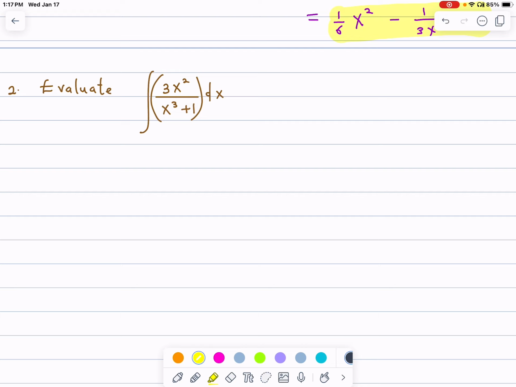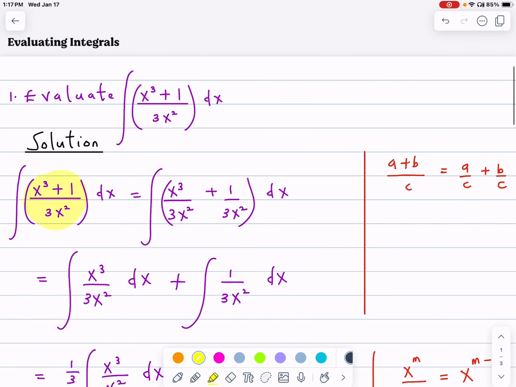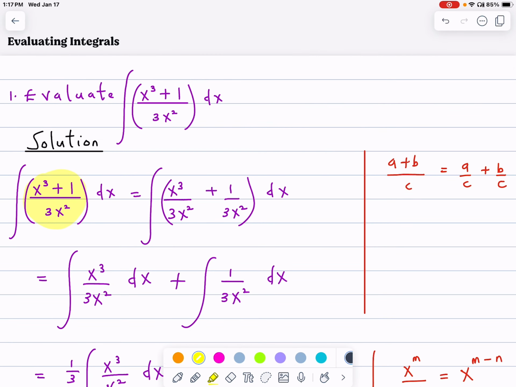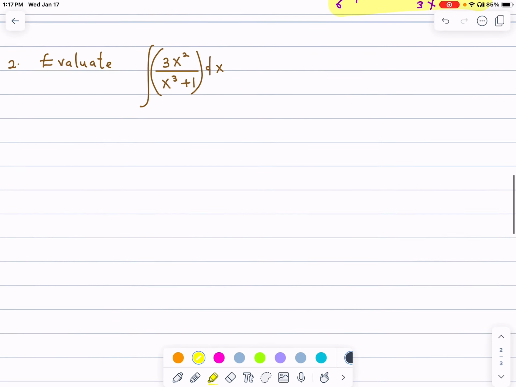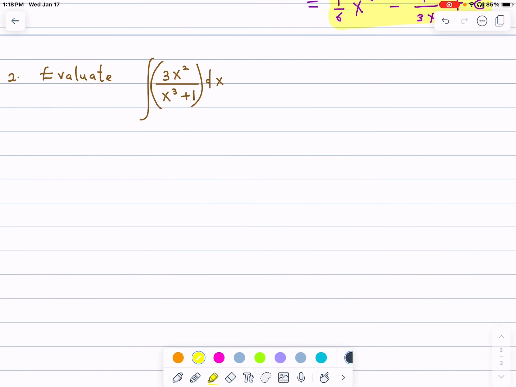That might not work here, because for the first problem, I used the fact that (a plus b) divided by c is equal to a divided by c plus b divided by c. But I cannot use the same technique here. So what can we do here? What can we do?